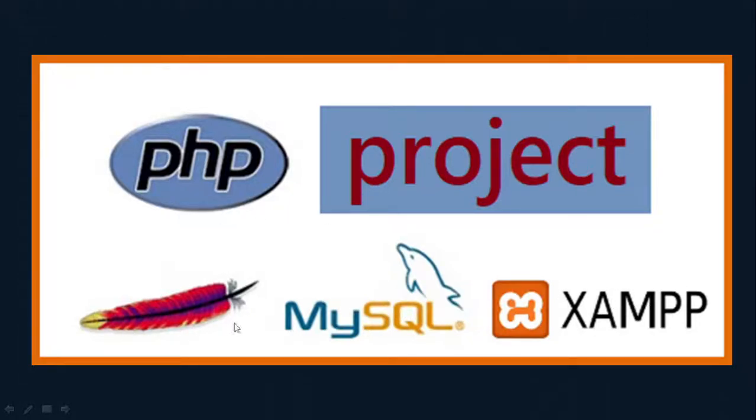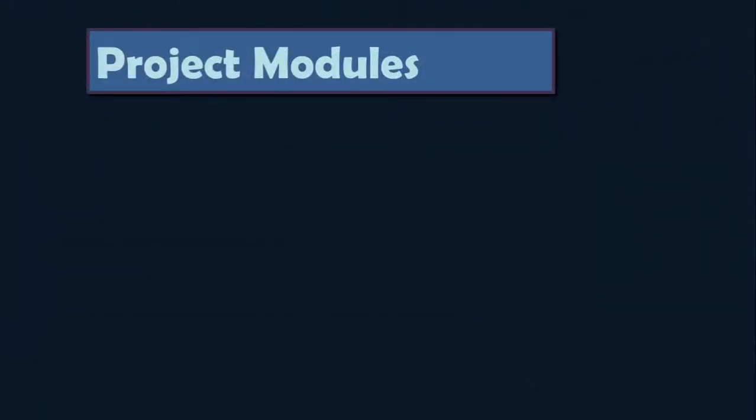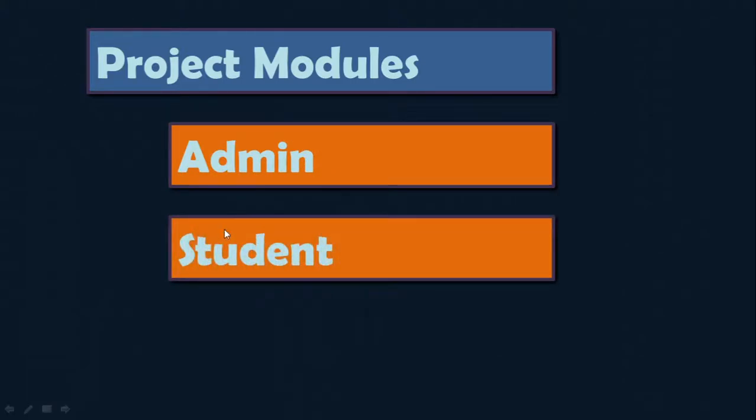We are using the Apache server to run the project. I'll show you everything step by step, so you can understand the whole concept and be able to work with this project. First, let us look at the project modules. There are two major modules here: one is the admin module, the other one is the student module.